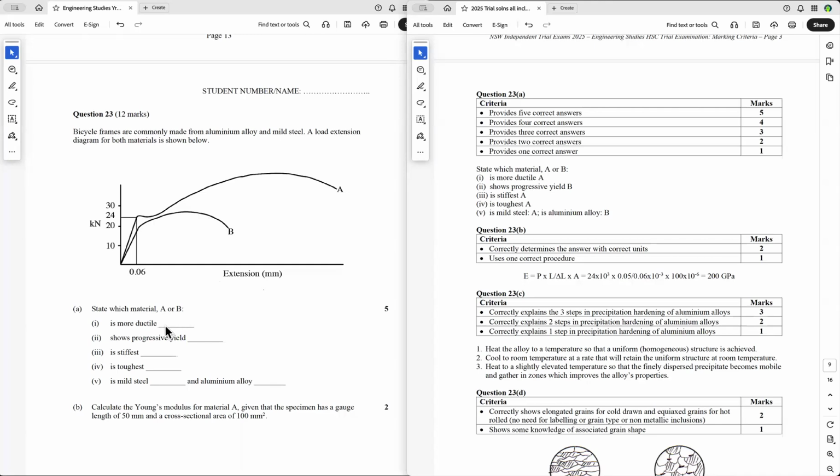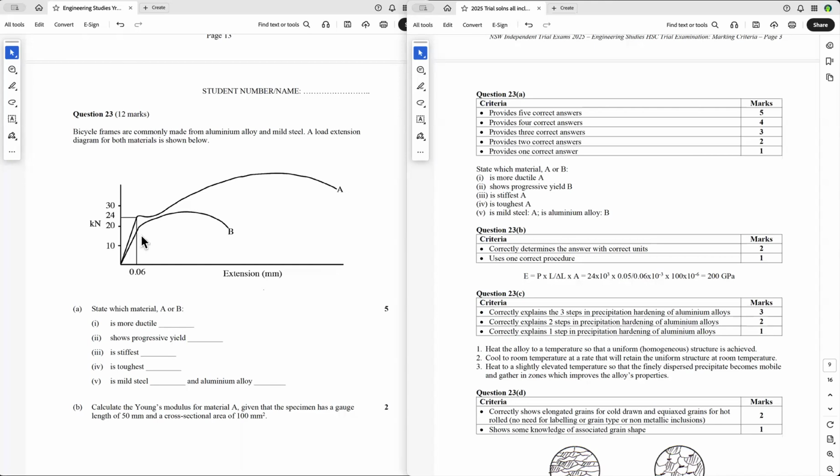So which material is more ductile? Obviously A is, because it extends much greater. Ductility is the ability of a material to be drawn into wire without failure. It shows progressive yield. This one here shows progressive yield. This one shows a definite yield. Progressive yield has not got a definite yield.